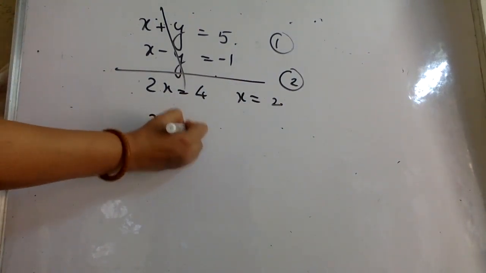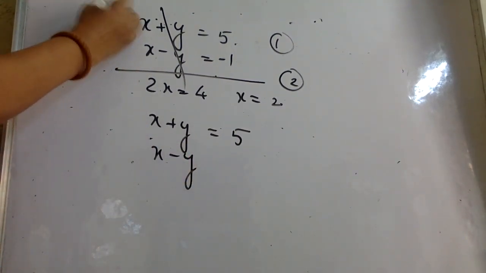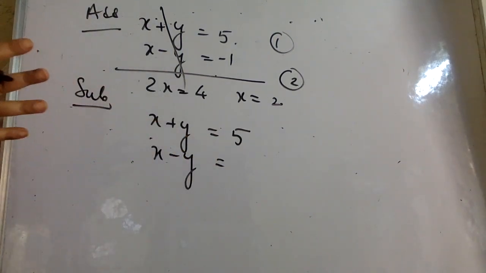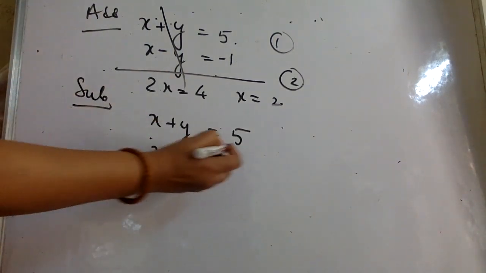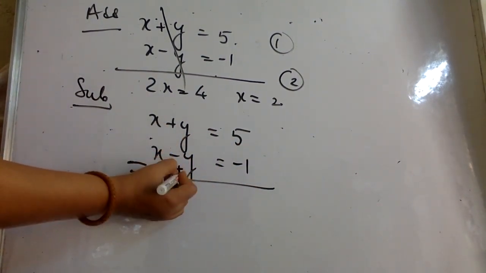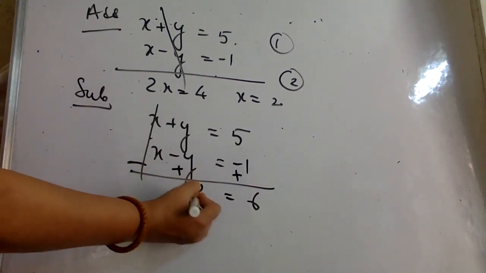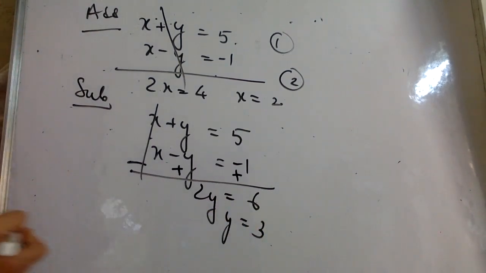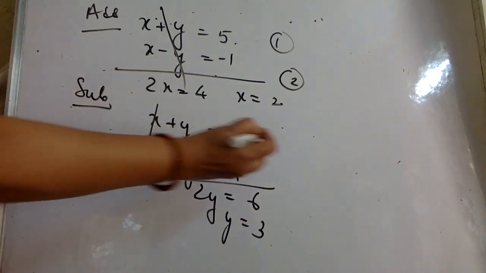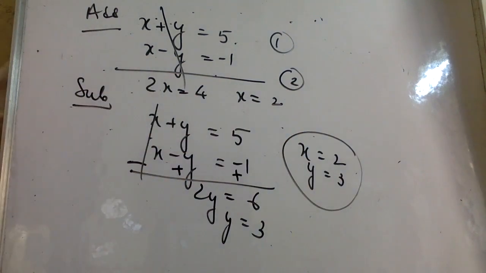Now the same two equations, once again, I am going to subtract. Here I added, here I am going to subtract. Okay, and so there are two additions and two subtractions in this sum. This is minus 1. So minus, this is a plus and this is a plus. That gives me a 6. This is 2y, y is equal to 3. Okay, if y is equal to 3, and so my values are x is equal to 2 and y is equal to 3. This is my final answer.